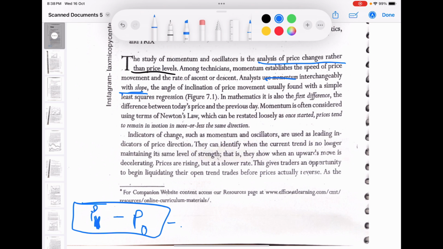When we were talking about moving averages in the previous chapter, we discussed that they are lagging indicators, and lagging indicators give you a late response. The indicator shows signs after the price has moved. Whereas momentum indicators or oscillators are leading indicators, so they give us a signal even before the price movement happens. In that case, we can use these indicators to take an early entry. That is the advantage of using momentum indicators over a moving average. They can identify when the current trend is no longer maintaining the same level of strength. Even if there's an uptrend going on, we need to know whether it's going to sustain or reverse. All that we can identify when we study momentum.